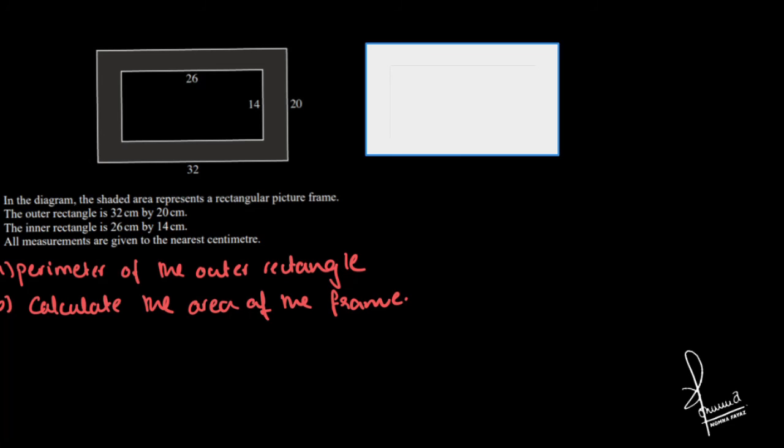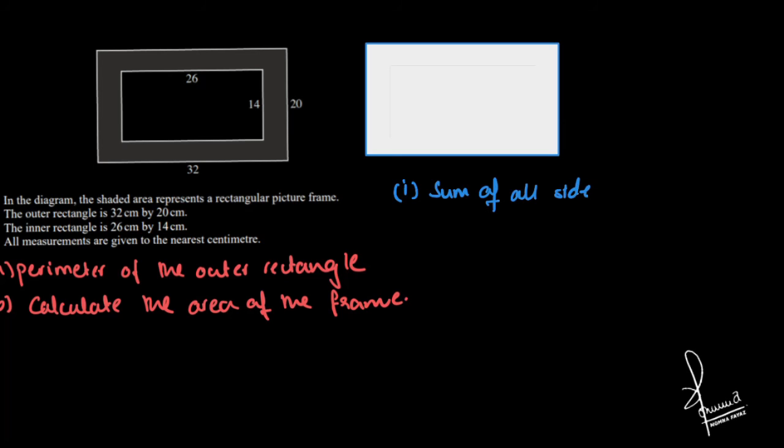You have a diagram. The shaded area represents a rectangular picture frame. So you can see this is your rectangular picture frame. The outer rectangle is 32 by 20 centimeters. The inner rectangle is 26 by 14 centimeters. All measurements are given to the nearest centimeter. The first part is to calculate the perimeter of the outer rectangle. Now the perimeter of the outer rectangle again is the sum of all the sides.